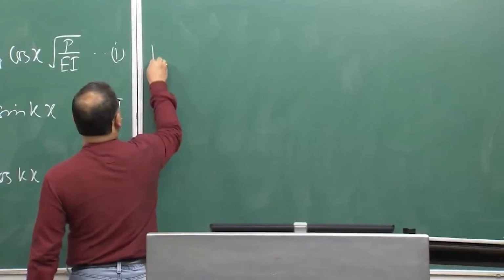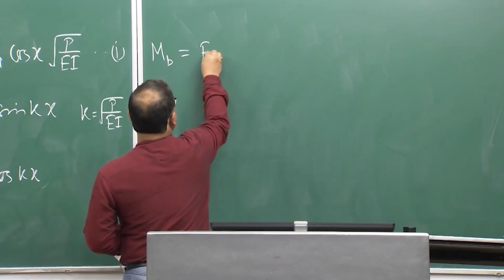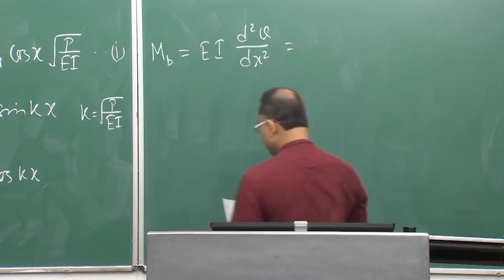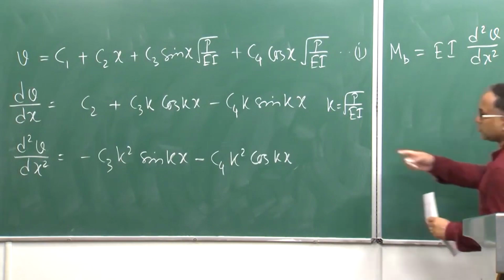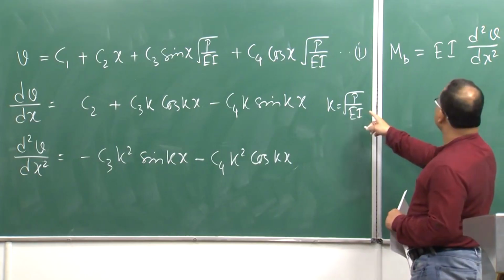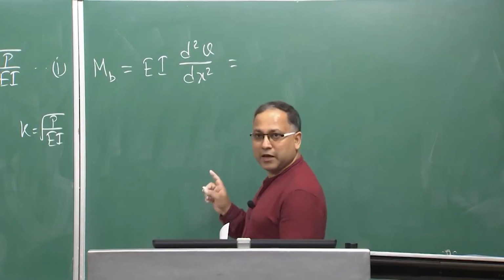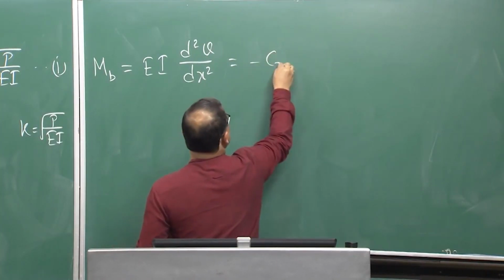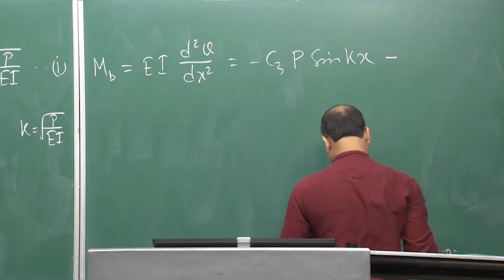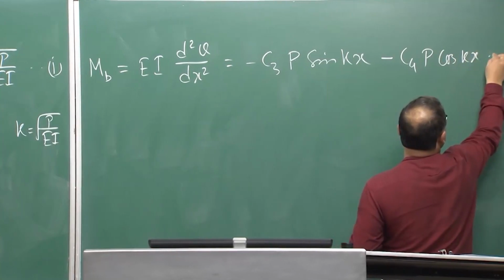As we know, M_B, the bending moment, is given by EI d2v/dx2. For that purpose we are calculating this. k square is nothing but P by EI, so EI into k square is nothing but your P. So, we can simply write minus C3 P sin kx minus C4 P cos kx, say equation 2.